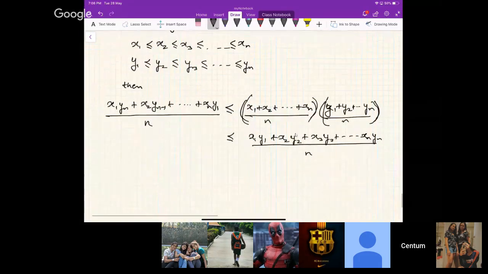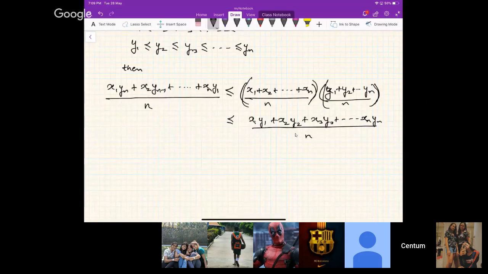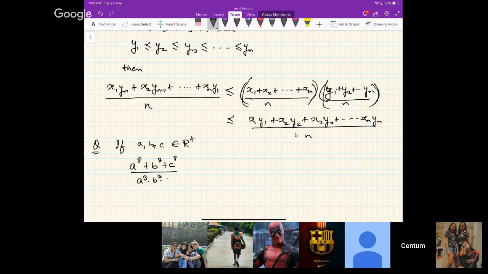Now keep this inequality in front of you and try to solve this one. Okay. If a, b, and c belong to R plus, all are positive, this is a question on the basis of this. Then prove that (a^8 + b^8 + c^8) divided by a cube b cube c cube is greater than or equal to 1/a + 1/b + 1/c. Prove it. So you'll have to apply Chebyshev's.